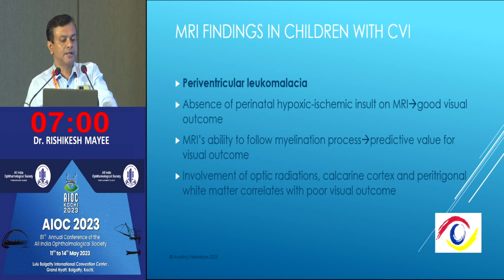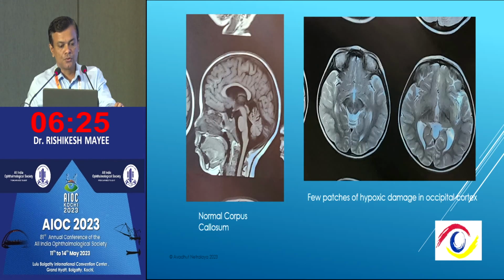Now coming to the MRI findings of children with CVI, the most important is periventricular leukomalacia. Leuko is white matter, malacia is loss. Basically, the part of the lateral ventricle in the trigone is the part from where the optic radiations pass, and usually this part gets affected. According to literature, MRI has a prognostic value to predict good visual outcome. So if there are no or minimal MRI findings, it suggests that the visual outcome in these cases might be good. I'll share a couple of cases with the clinical findings.